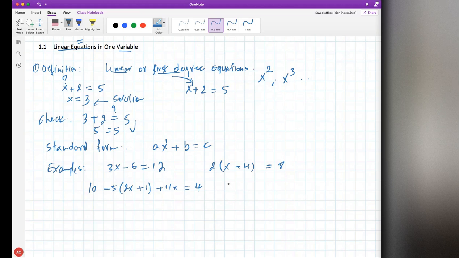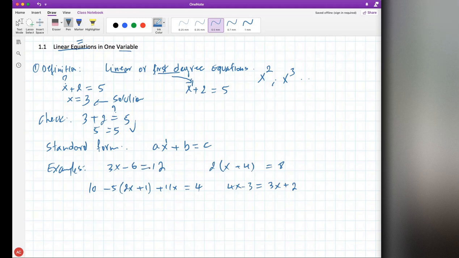You may also have an equation that looks like this, with x on both sides, not just on one side. As you can see, we have x here and x here on both sides of the equal sign. We'll see how to solve that as well.